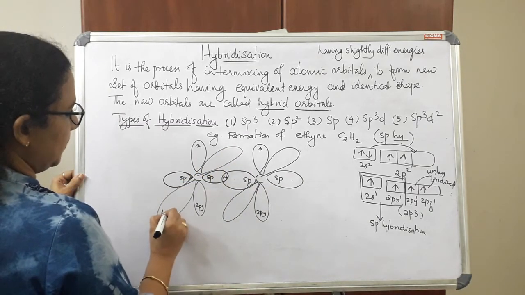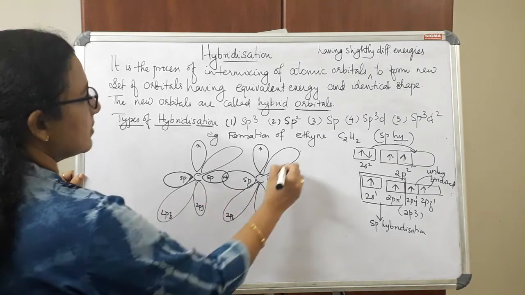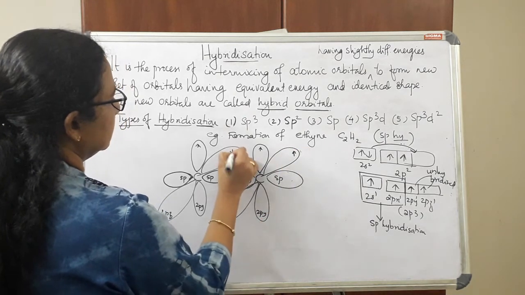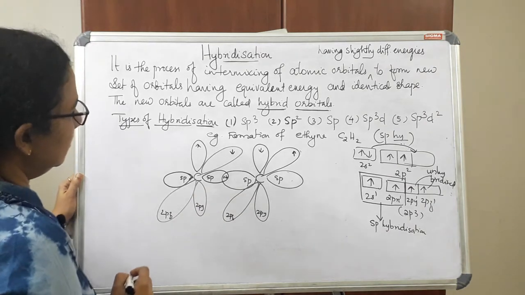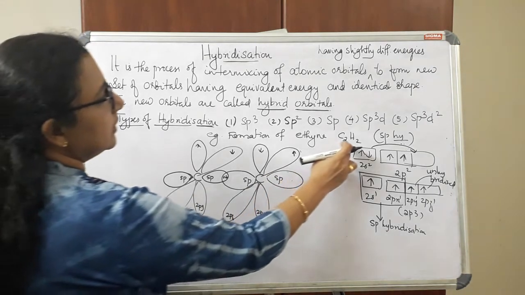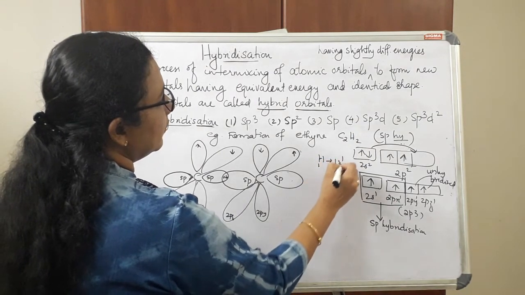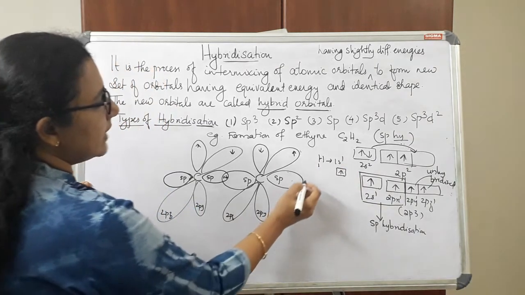So this is 2pz, this is 2pz. It is also having an electron. Then we can draw the hydrogen atom. So hydrogen atom, we know that it is 1s1 configuration and there is only one electron in the s orbital.